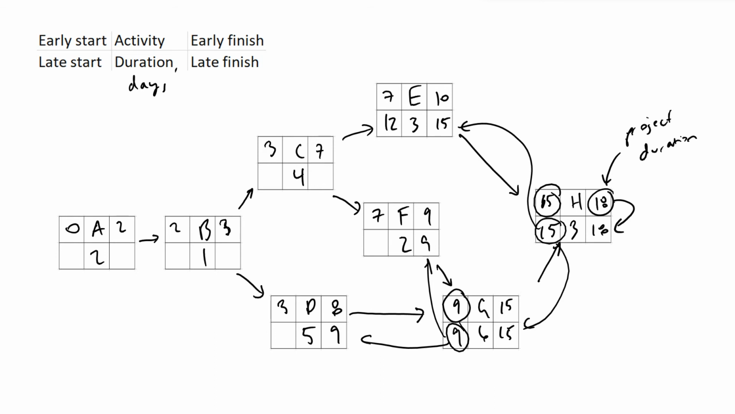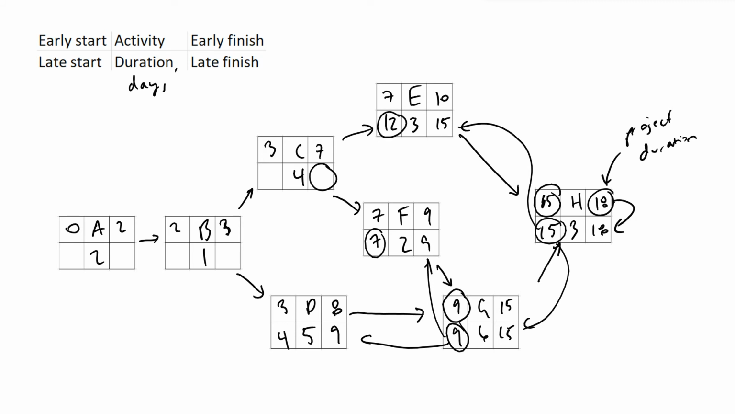So 9 minus 2 means that activity F must have started on day 7 in our late scenario. And then activity D, if it finished on day 9 and it lasted 5 days, must have started on day 4. And now we're going to look to activity C, and we're going to see when its late finish date is, if we have an option between both 7 and 12.